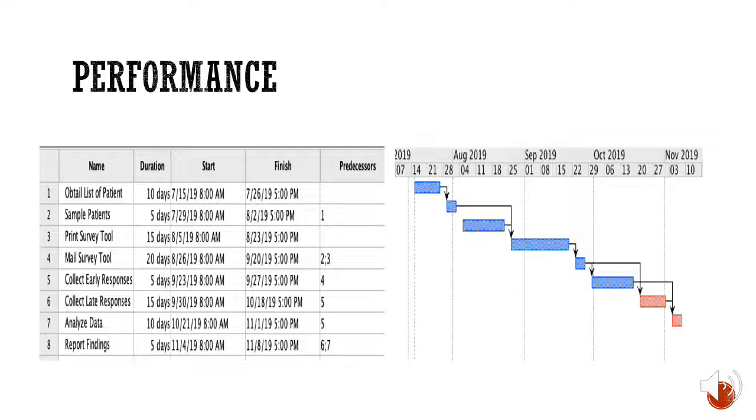Here we have the Gantt chart. The blue line in the Gantt chart indicates the actual duration, and the red line indicates that the project is nearly coming to an end and we are running short on time. Thus, for the completed tasks, it would show that obtaining the list of patients and sampling patients would take longer than planned, while printing the survey would take the length of time as expected.